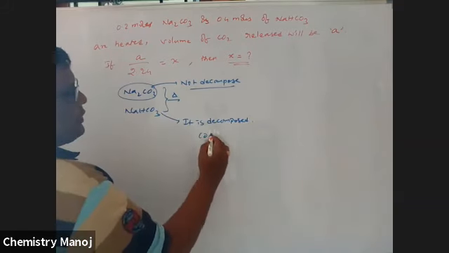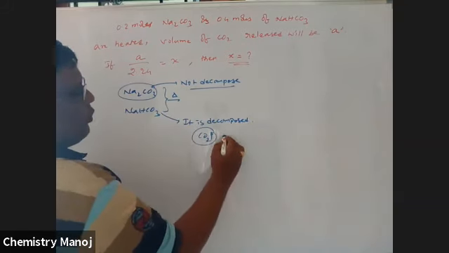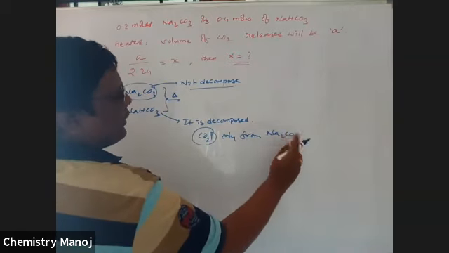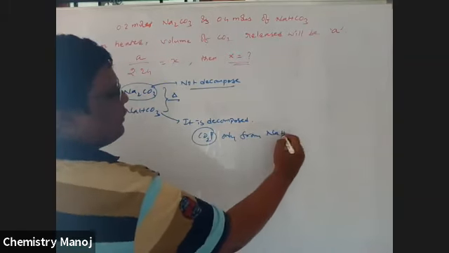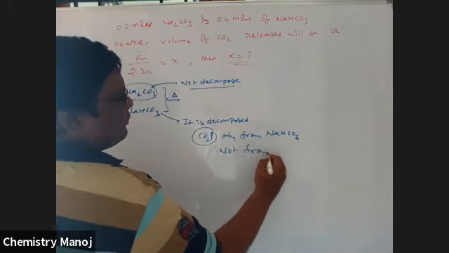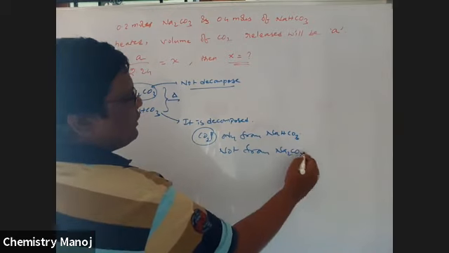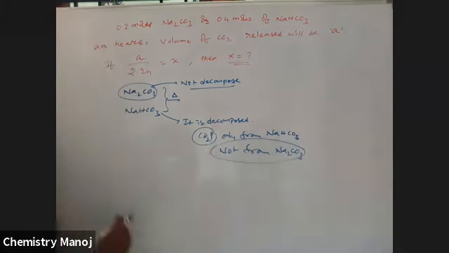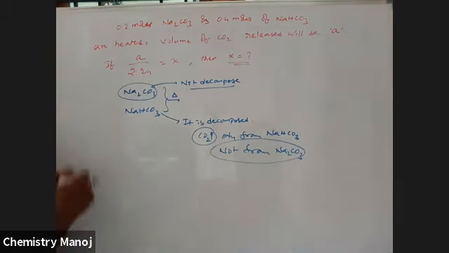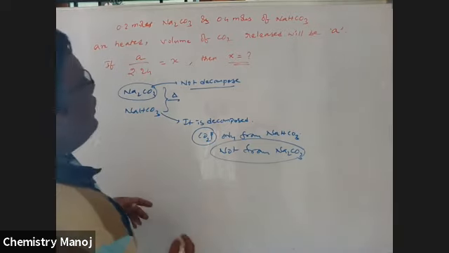That means CO2 is liberated only from NaHCO3, not from Na2CO3. This is important: not from Na2CO3. Already I told you the concept. Okay, now continue. Calculate.